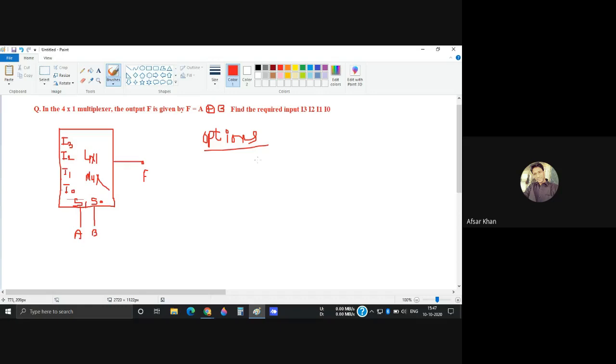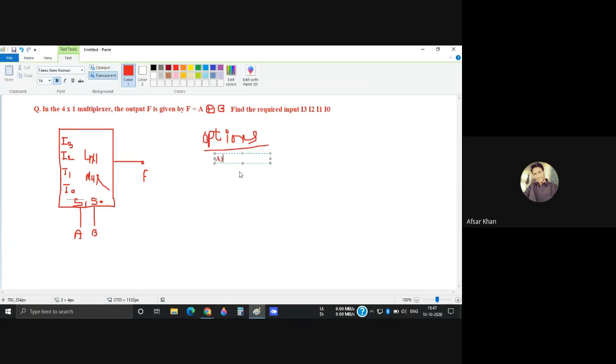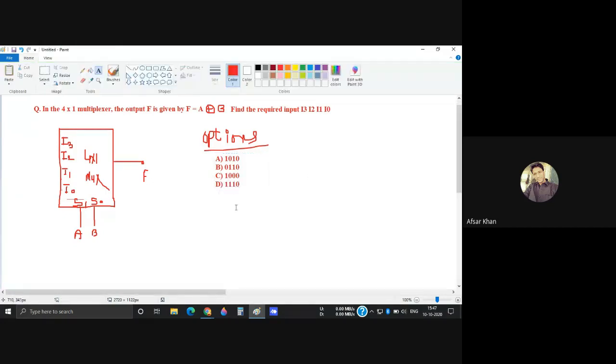And the options are: option A is 1010, option B is 0110, option C is 1000, option D is 1110. So we have studied multiplexer. So can you solve this?